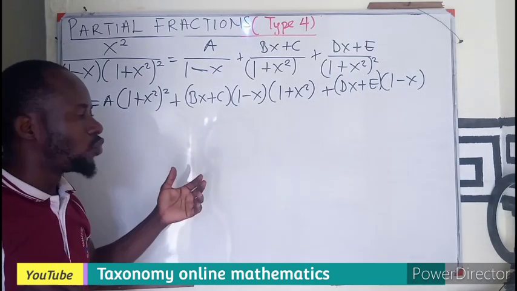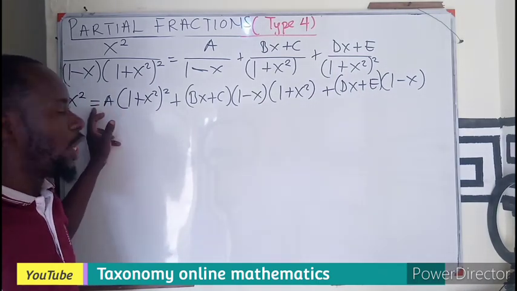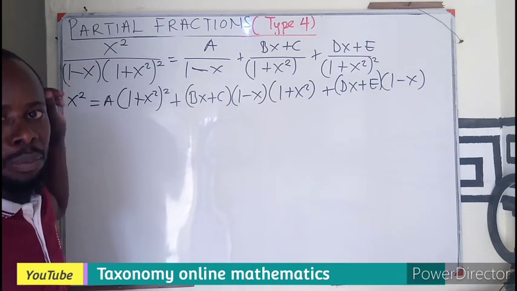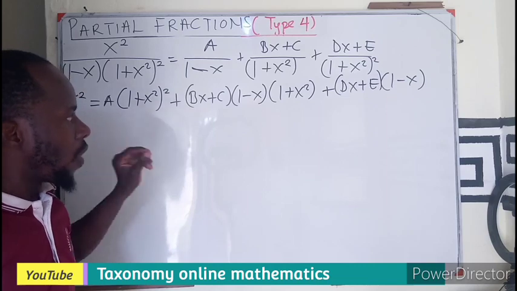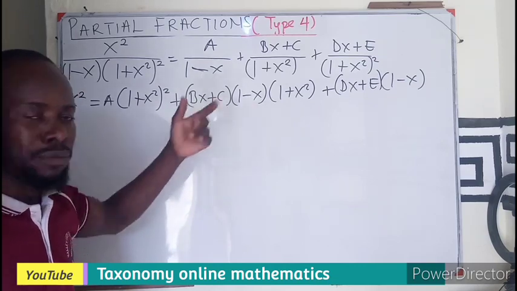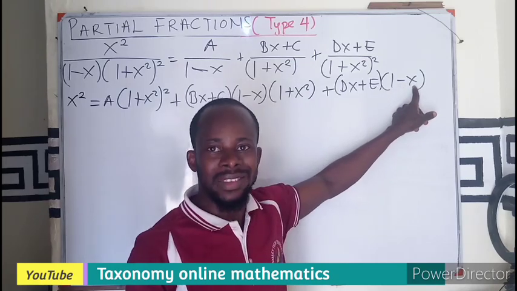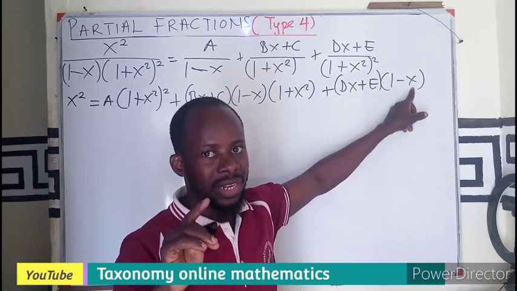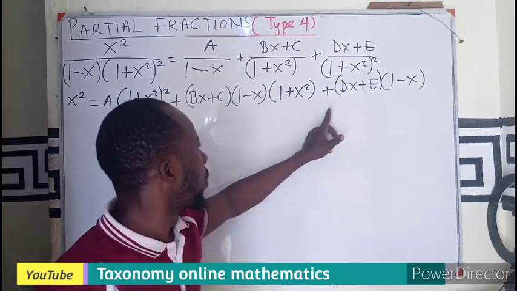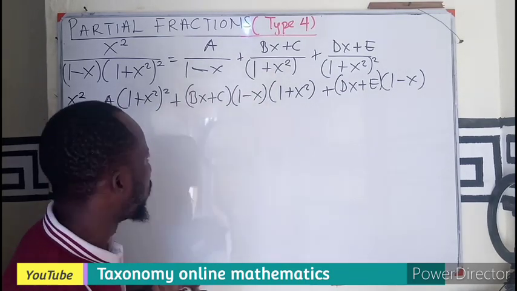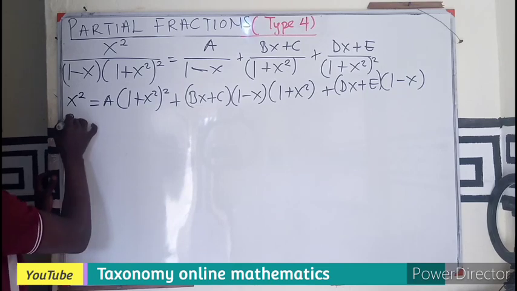The next thing is to compare, since we are saying equals to. So we compare the coefficients of corresponding powers of x. Or I can try to eliminate some of them to make it easier. I can eliminate D and E if I make x to be 1. 1 minus 1 is 0, so this will go. 1 minus 1 is 0, this will go. So let's do that quickly.